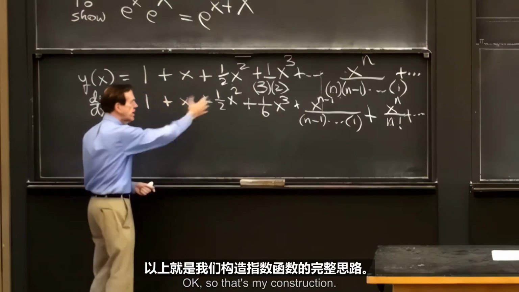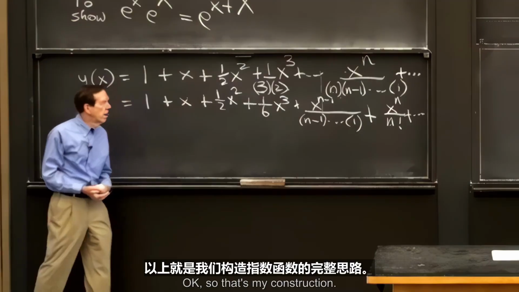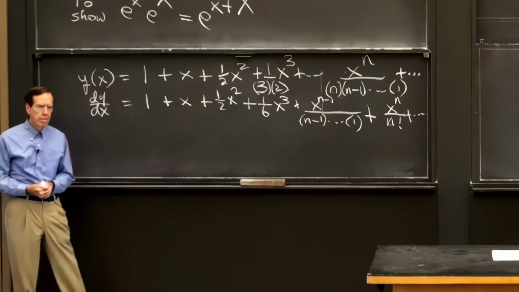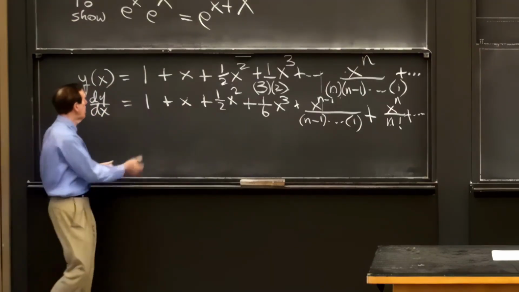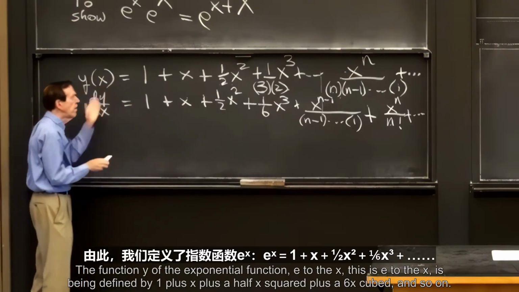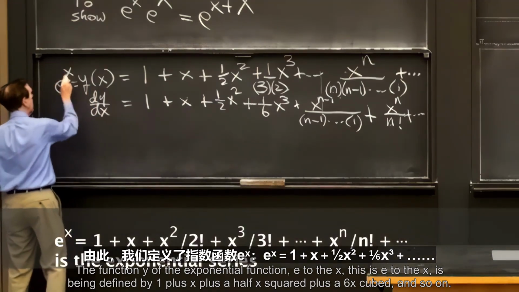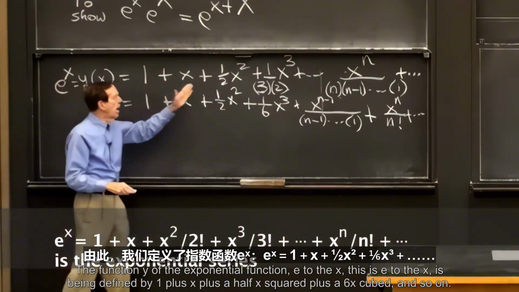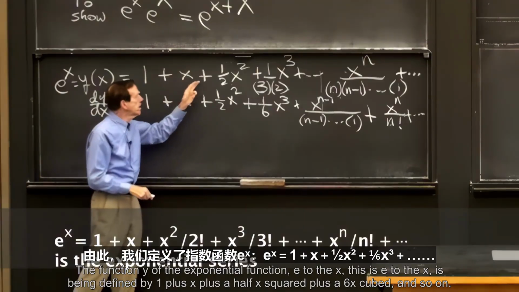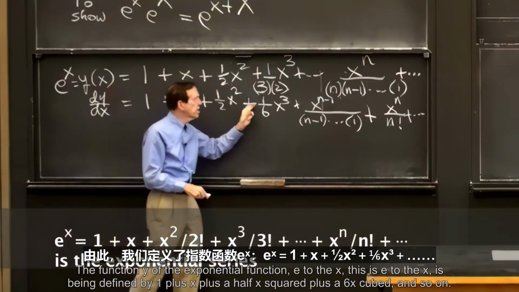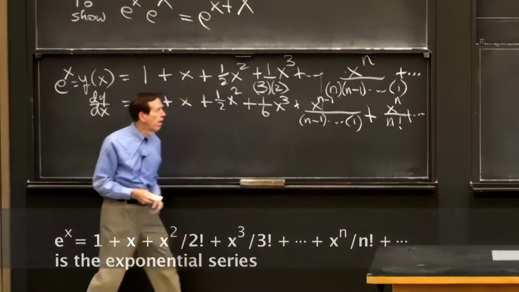Okay, so that's my construction. Construction complete. The function y, the exponential function e to the x, is being defined by 1 plus x plus a half x squared plus a sixth x cubed, and so on. Okay.